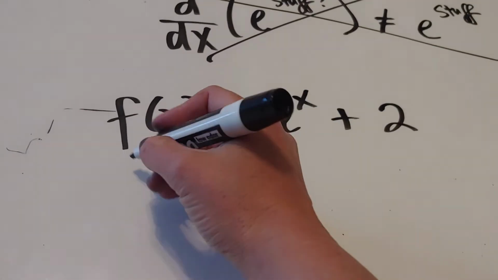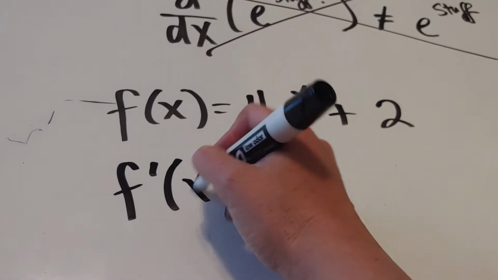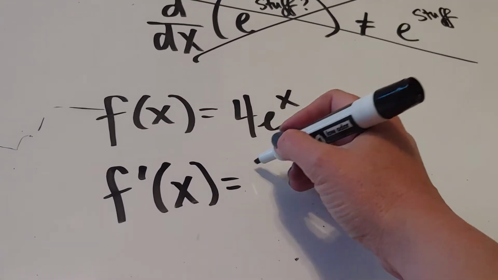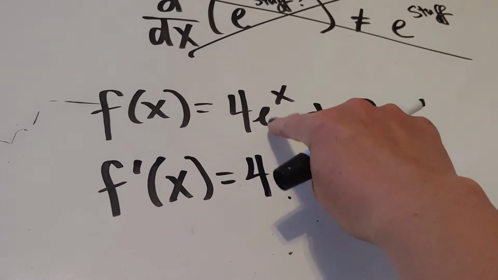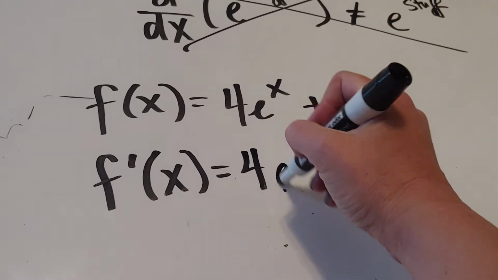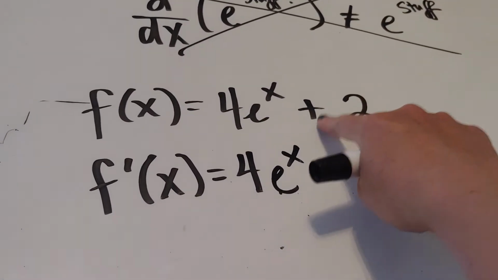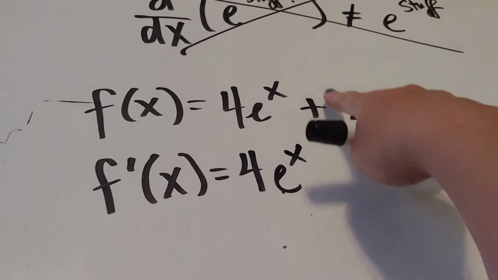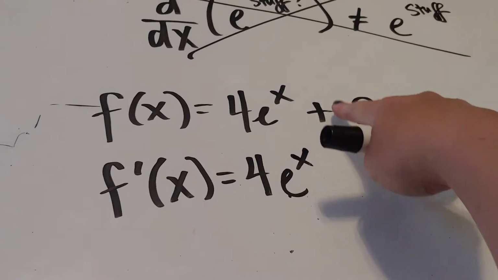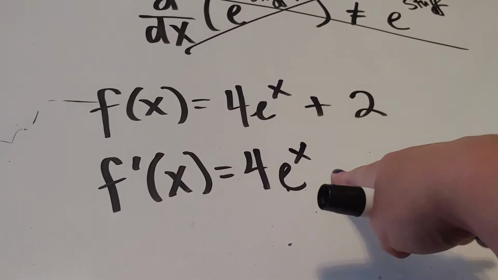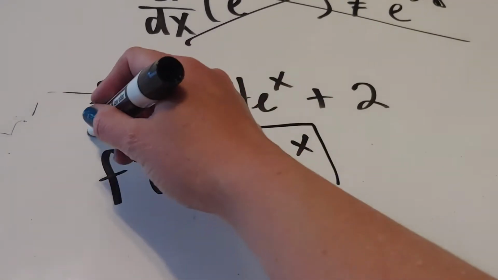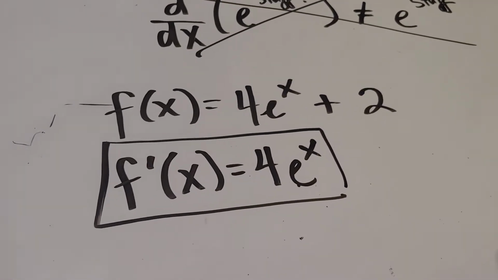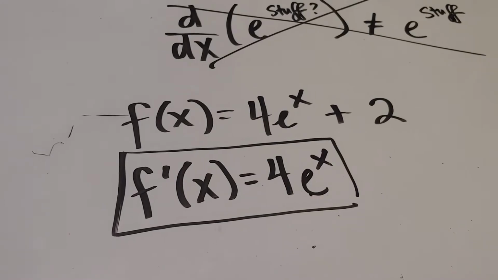All right, so if we had 4e to the x plus 2, let's think about this. 4 is a coefficient. Coefficients just hang out. The derivative of e to the x is e to the x. The derivative of plus 2, if you have a constant without any x's, that's going to be 0. So the derivative of 2 is 0. So there's my derivative. Now, I'm going to sneak in one more example, so hold on while I erase.